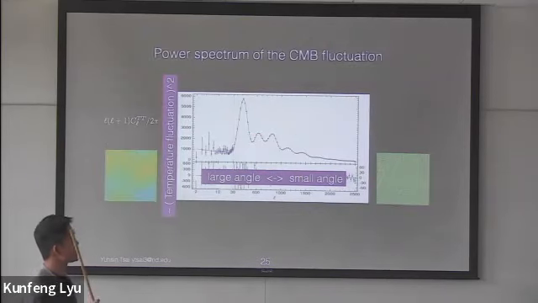So now a little bit on the angular resolution. Again, borrowing the picture we have from studying the CMB.